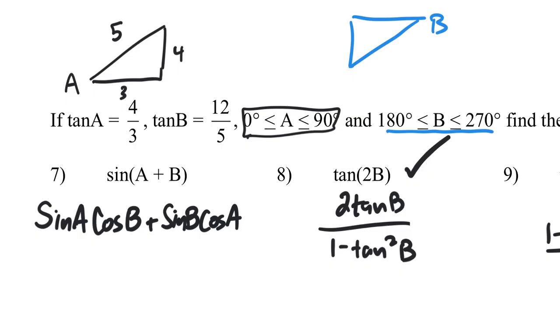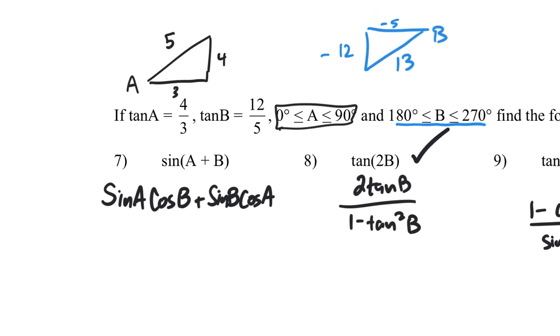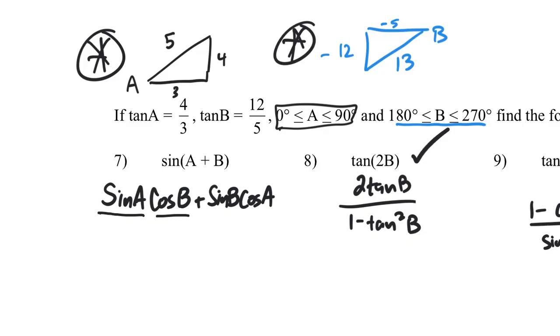So there's angle B. Its tangent is 12/5, but because we're in the third quadrant, we know those are both negative. Well, now we have quite a bit of information, right? We have those two triangles. So when we plug in for the sine of A and the cosine of B, we're going to use those triangles that we've just created. So the sine of A is 4/5. The cosine of B is negative 5/13.